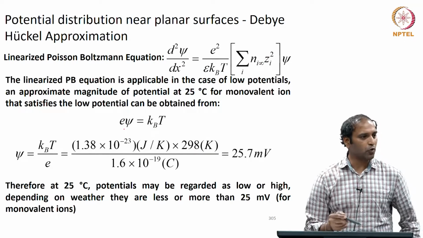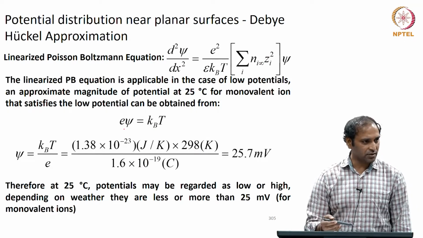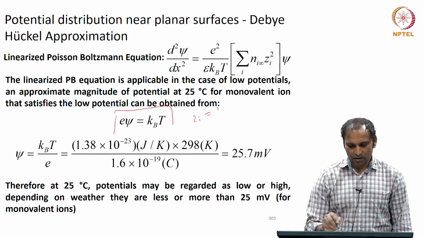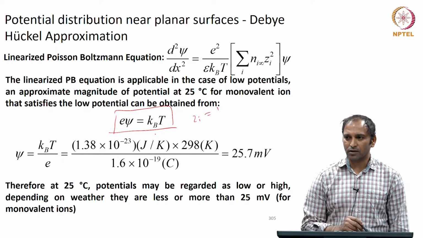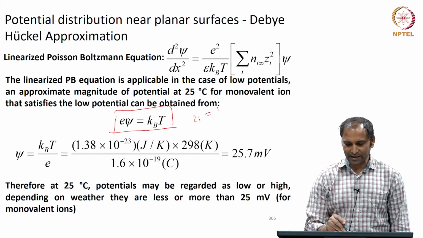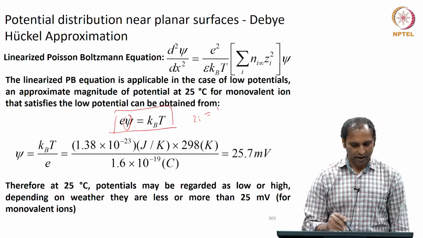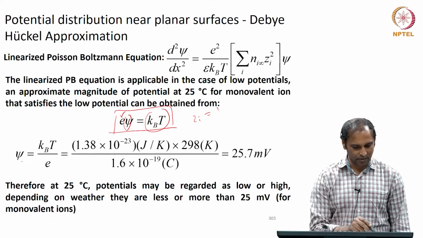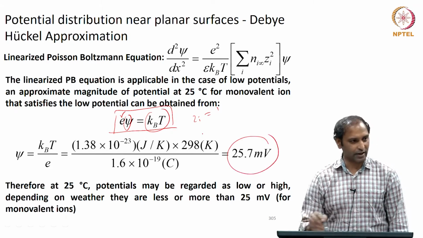If I assume that I am working with monovalent ions, zi is going to be 1. So basically I can estimate a potential if I know the charge on the electron and the thermal energy. That potential turns out to be something like this.